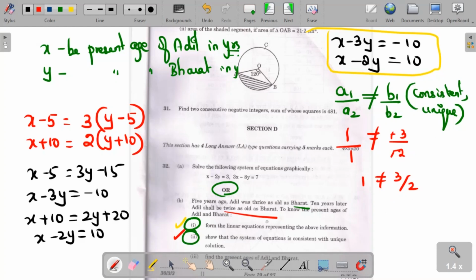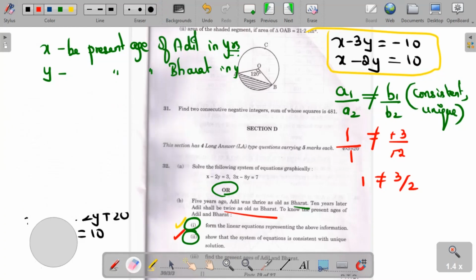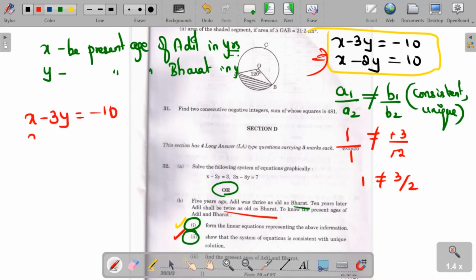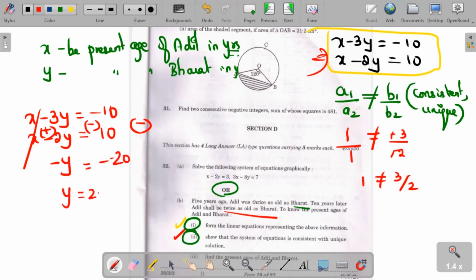Now that's done. Now let's find out the present ages of Adil and Bharat, which is the third subdivision. So let's calculate, or we are going to simplify the values from these equations. Let's find x and y. So x minus 3y is minus 10 and x minus 2y is equal to plus 10. I'm going to do subtraction to eliminate x. So this vanishes. So this will become plus 2y. Minus 3y plus 2y is minus y. Here when you subtract, you get minus 20. So y is equal to 20.